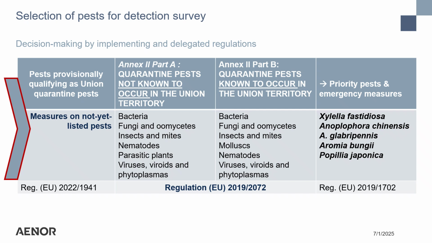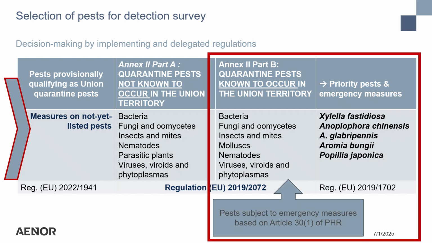And the same is in Annex Part B, but those have priority for the surveillance because they are already known to occur in the Union territory, and they have been found in limited areas, and emergency measures were adopted against them. The cases of such quarantine pests are Xylella fastidiosa, Anoplophora chinensis, Anoplophora glabripennis, Aromia bungii, Popillia japonica, and many others listed as quarantine pests, for which emergency measures are established based on Article 31 of the Plant Health Regulation.